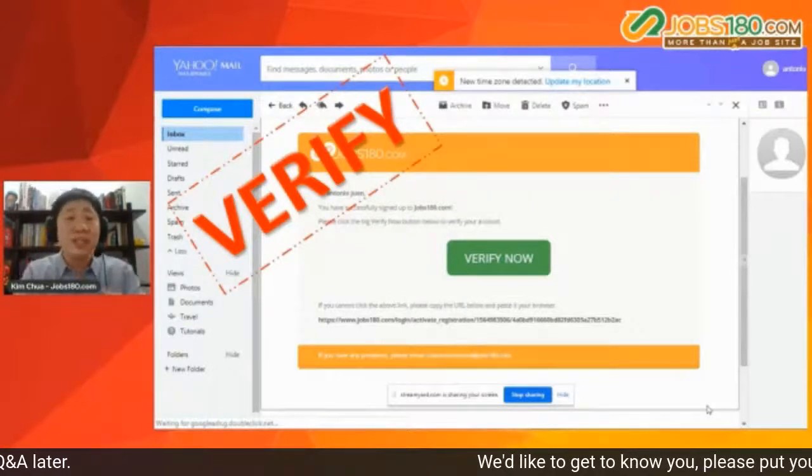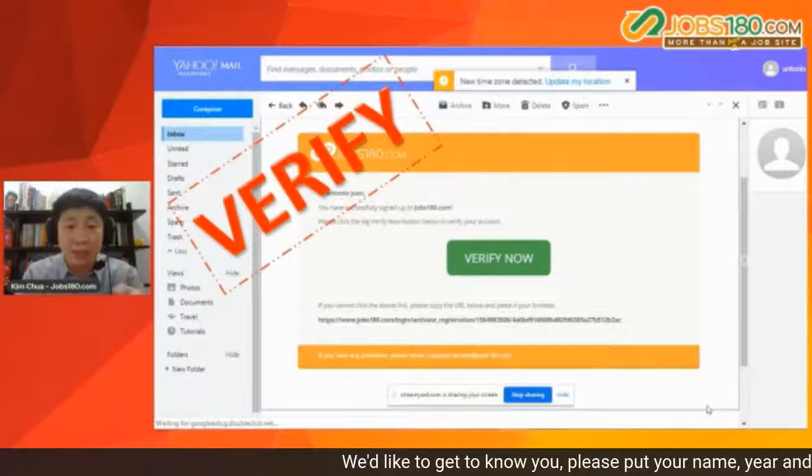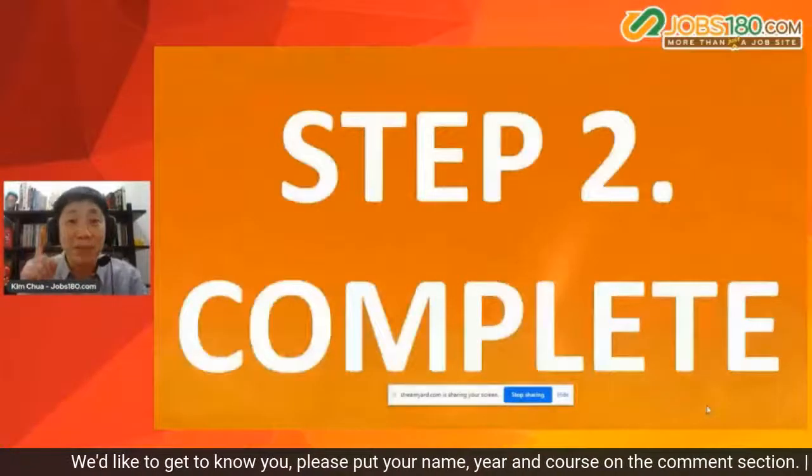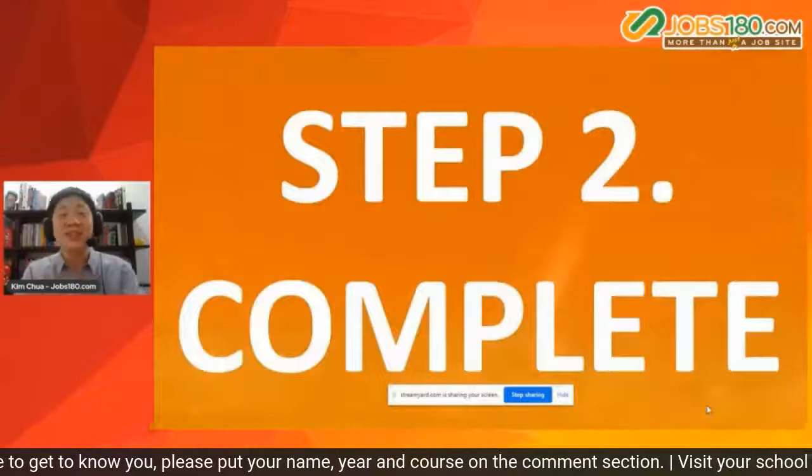Okay? How do you verify? Just open your email, look for the link, click mo yung verify, you're done with the first step. Okay? Tapos na yung first step. Ano yung first step? Register. Wala tong bayad. Let's go to the second step.